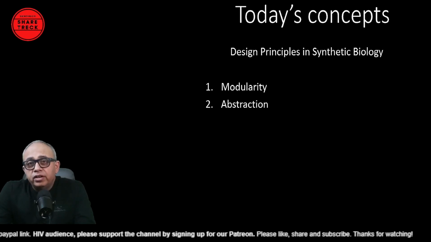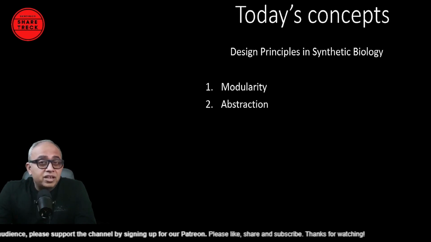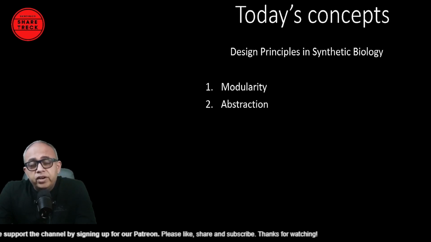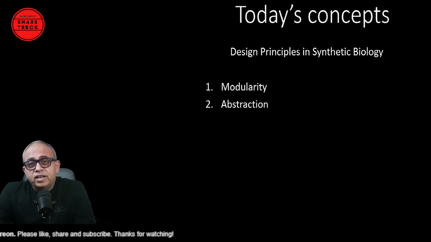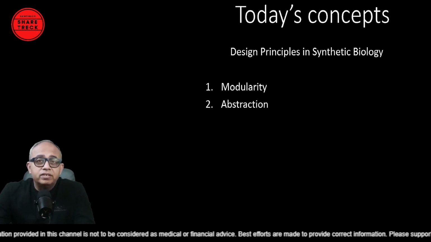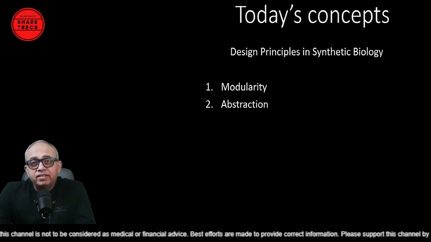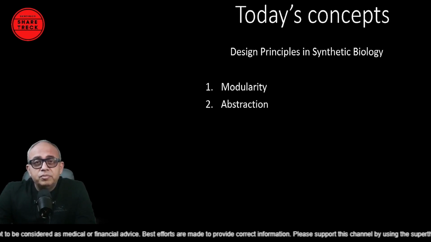Abstraction is important in synthetic biology because biological systems are incredibly complex with many different components and interactions that are difficult to understand and predict. By abstracting these systems into smaller and simpler modules, synthetic biologists can more easily analyze and design them and create new systems with specific functions.